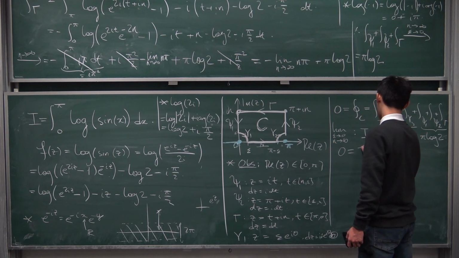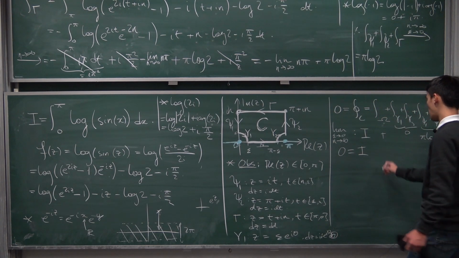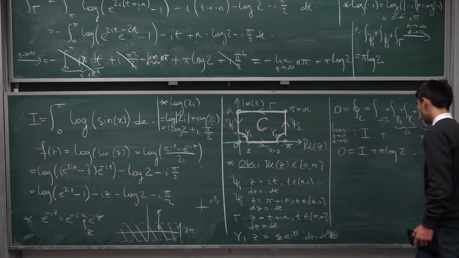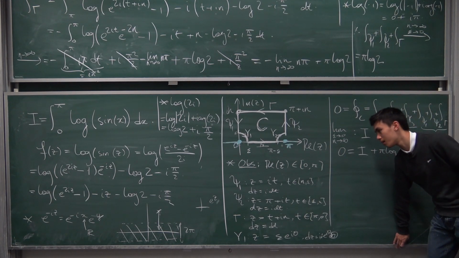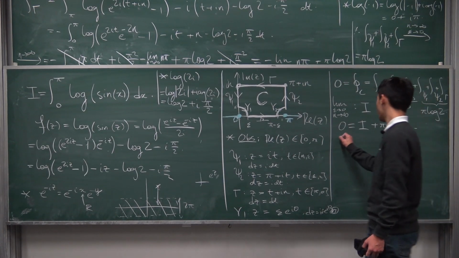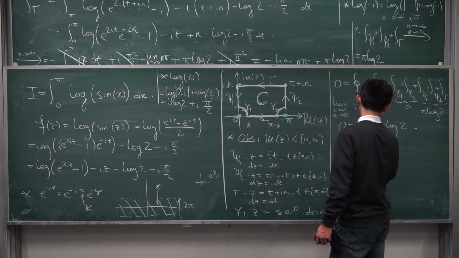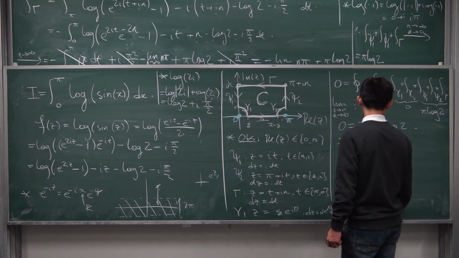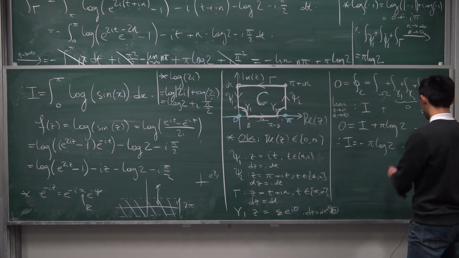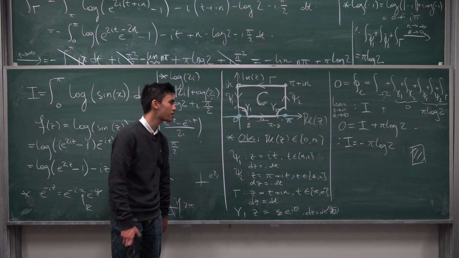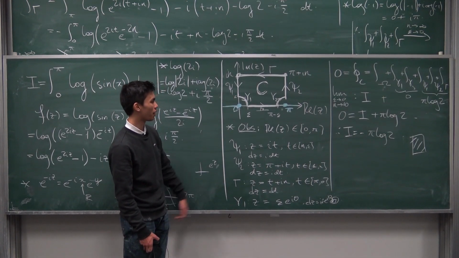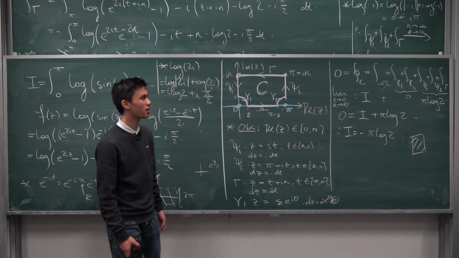But once we've shown the integrals over gamma 1 and gamma 2 go to 0 in the limits, then we're left with the final equation that is 0 is equal to I plus pi times the logarithm of 2. To solve for our original integral I, we just need to subtract pi times log of 2 from both sides, leaving us with the final result of I, our integral, being equal to negative pi times the logarithm of 2. Pretty cool answer, pretty cool integral, and that's basically all for the video.